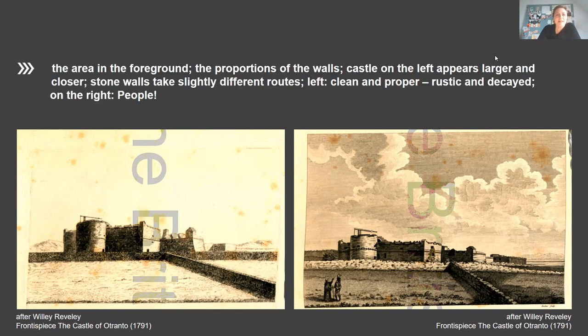So, okay, the area in the foreground, as you already saw and mentioned, is much more broad, it's wider, and here the angle has changed. The proportions of the wall and the castle appear larger and closer. Here it is a little flatter and far away. And the stone walls take a slightly different course. On the left, it's somehow clean and proper. And on the right is rustic and decayed. And of course, on the right, people. And we will focus on those people.